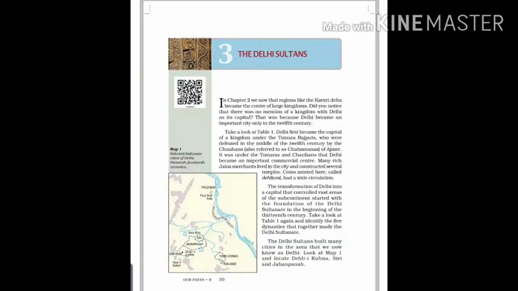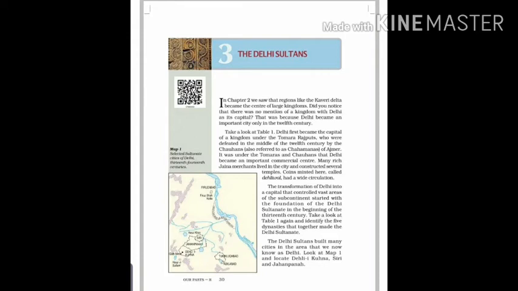In this chapter, you will be studying about the Delhi Sultans, their works, their construction, architecture, painting styles, and so on. Students, in class 6th history, we have not heard of this place Delhi. This place Delhi became the capital of India much later in the history line. It got its importance only after the 12th century.